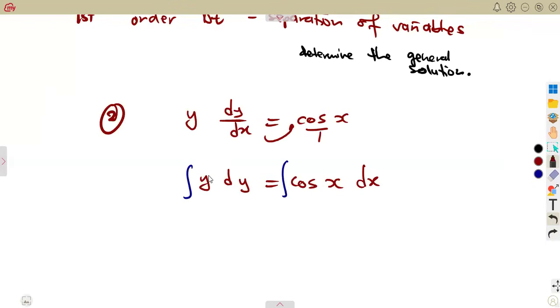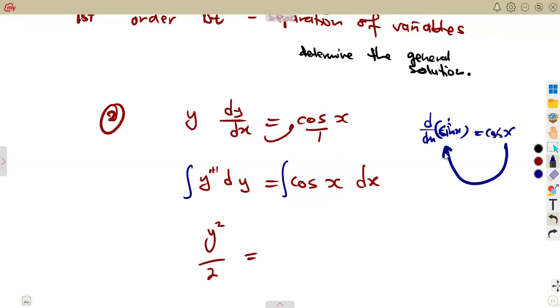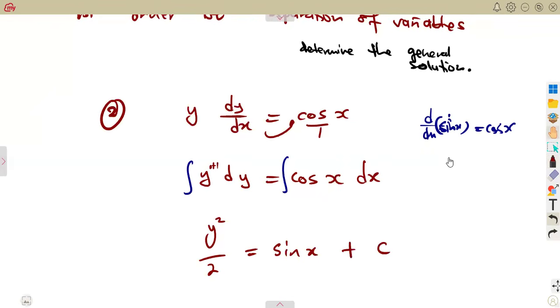The integral of y, that is already a power of 1. So you add 1 in this case, that will be y squared over 2, is equal to... remember from our derivatives, when you differentiated sine of x, it gave us cos of x, and we know that integration is the reverse. So if you integrate cos, it will give you sine of x. So this is sine of x plus the constant of integration.